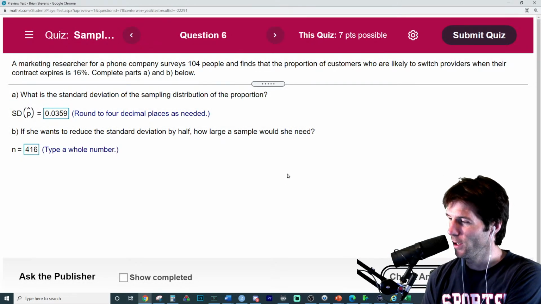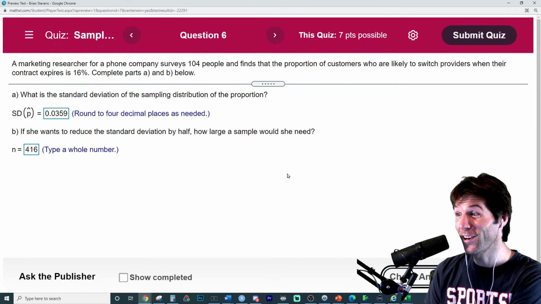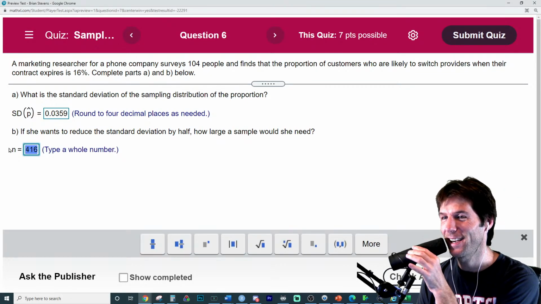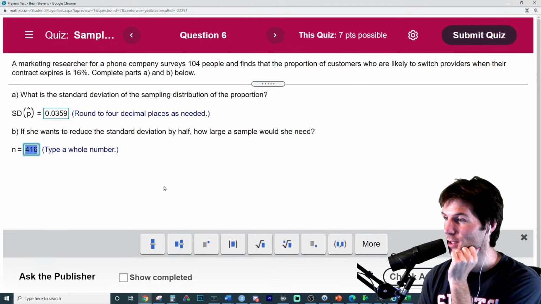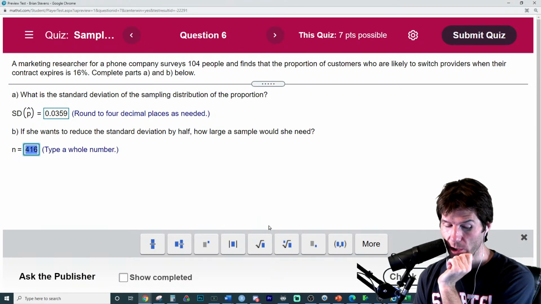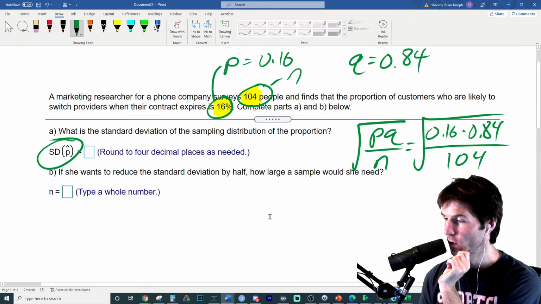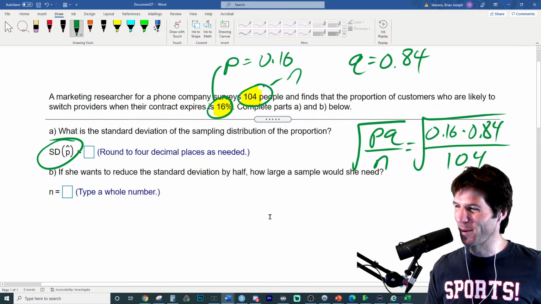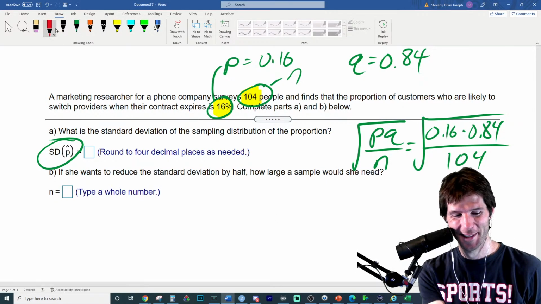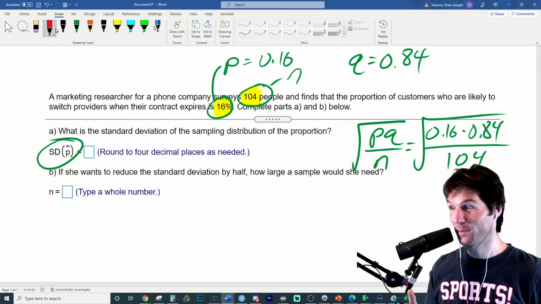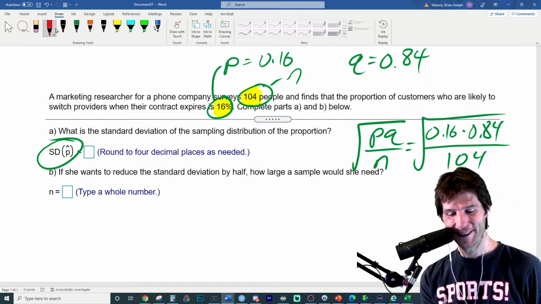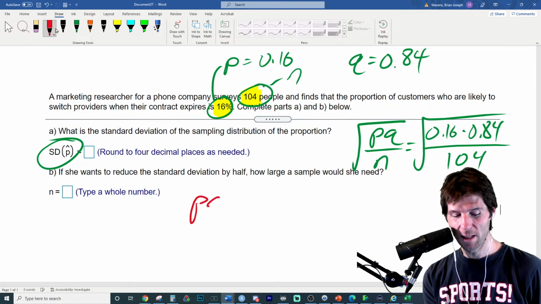But how did I get that second question? Didn't think hard enough. So how do we get this second question right here? And how was Brian able to solve this in his head? The second question is a really great theory question. So the formula here is P times Q over N, square root, right?